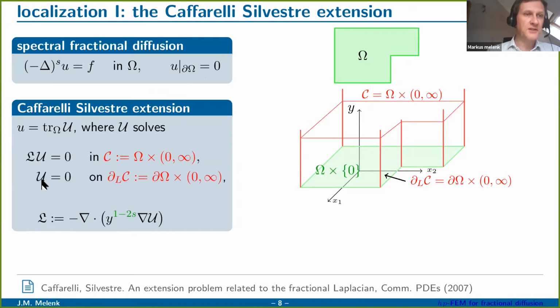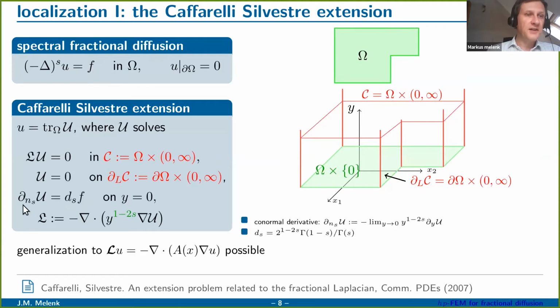Okay, so we need to satisfy these boundary conditions. This is accounted for by requiring that U is 0 on the mantle of the cylinder. And we somehow have to bring in the data f, and that is that the conormal derivative of U on the bottom of the cylinder is, up to a scaling factor d_s, the function f. And this is the Caffarelli-Silvestre extension.